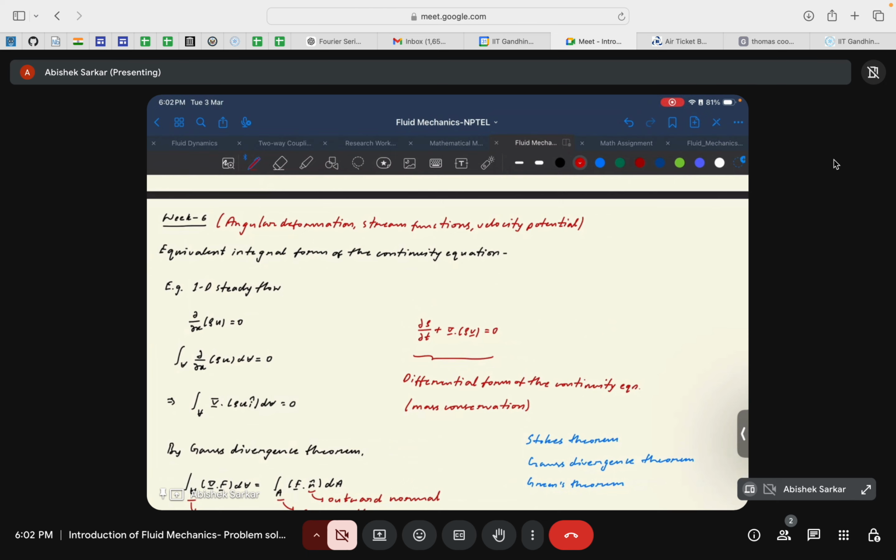So in this week's session, we will discuss angular deformation, stream functions and velocity potential. Again, few of the other important aspects of fluid kinematics, and quite helpful in visualizing the flow. As I mentioned, for fluid kinematics we are more concerned with the motion of the fluid, and say if you are tracing some particles, we are more concerned with how these particles will move around, say, a bluff body, and it will help us to visualize the flow around the bluff bodies.